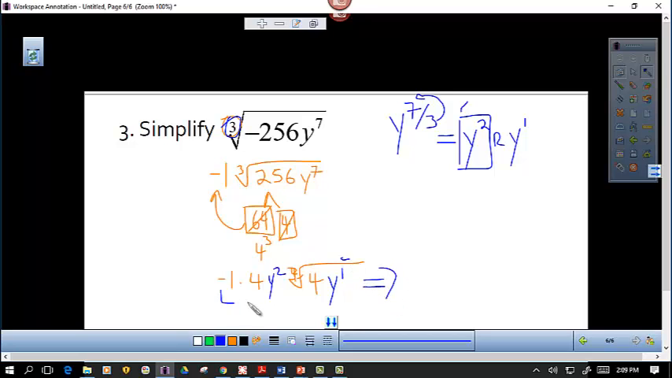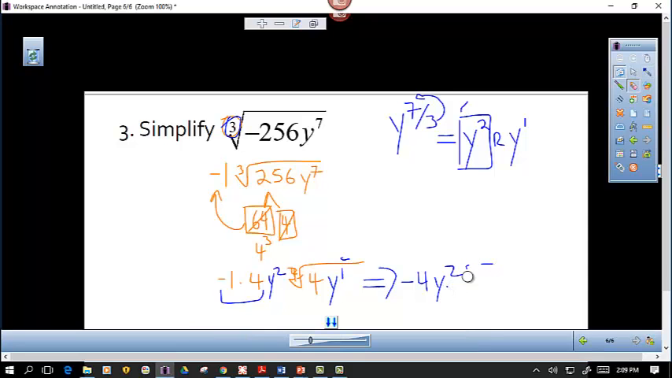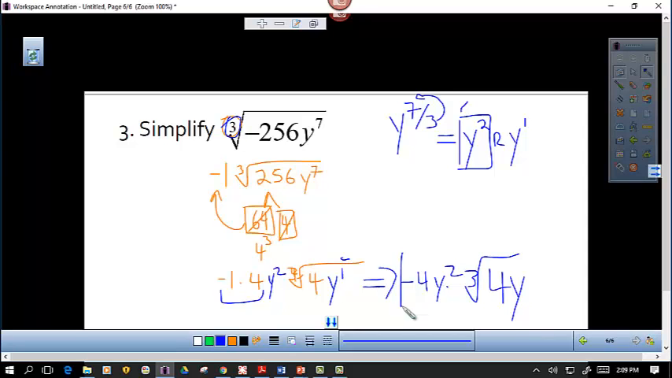Then you have to simplify this. So I have -1 and 4 become -4. You have the y squared, and then we have the cube root. Let's write that a little neater. Cube root of 4, and don't forget this y here, and you are done. That is your final answer.